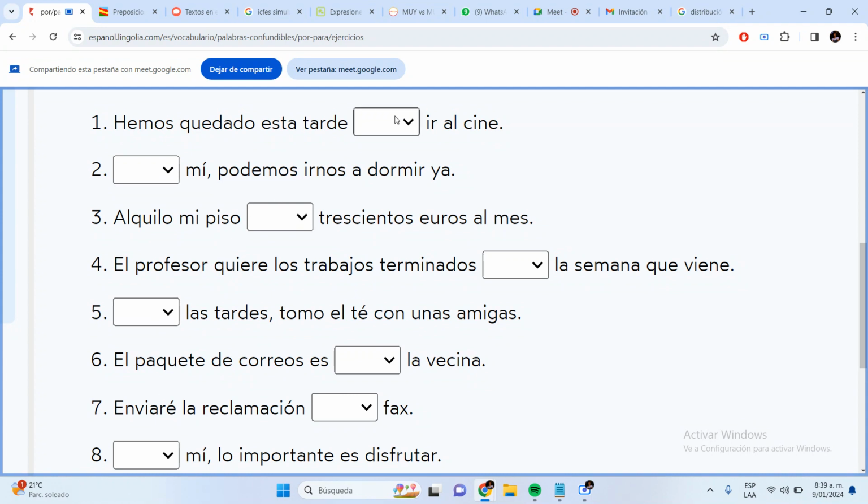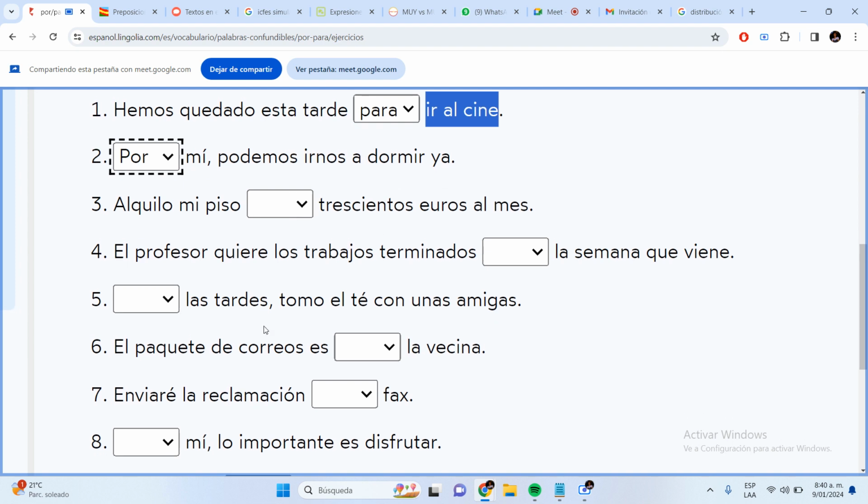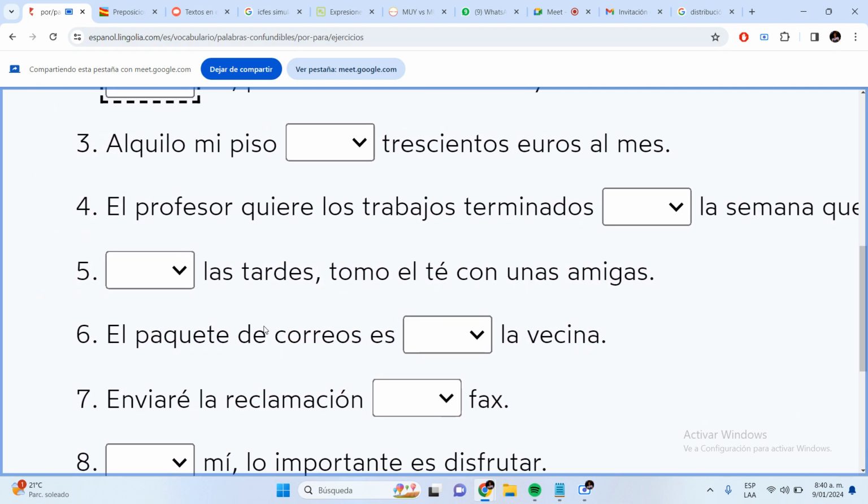Hemos quedado esta tarde para ir al cine. Para. Por mí podemos irnos a dormir ya. Por mí. Por.